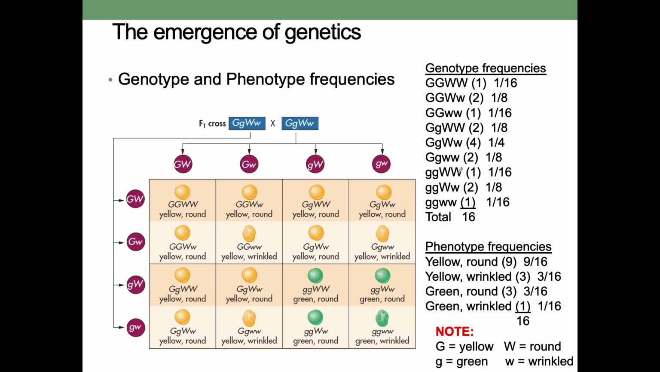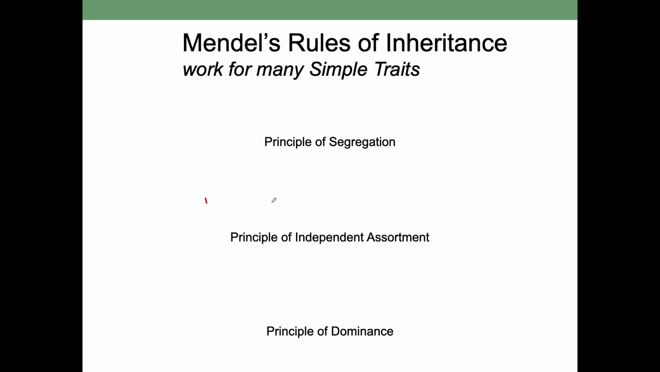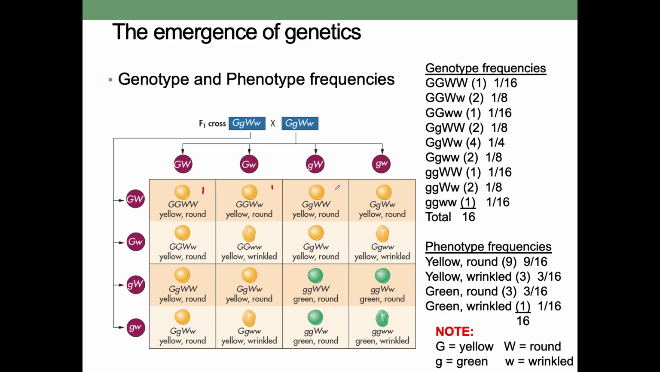We can then look at the frequencies of each phenotype. So, like, in other words, how many of them are yellow and round? So we could count them. 1, 2, 3, 4, 5, 6, 7, 8, 9. So 9 of the 16 squares, 9 of the 16 possible phenotypes are yellow and round. So it's 9 out of 16. We could do the same thing with yellow and wrinkled, with green and round, and with green and wrinkled.